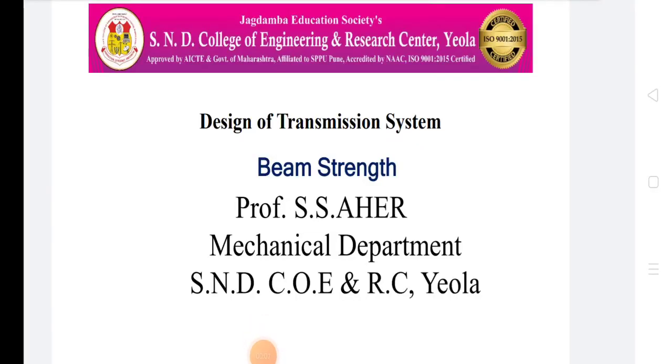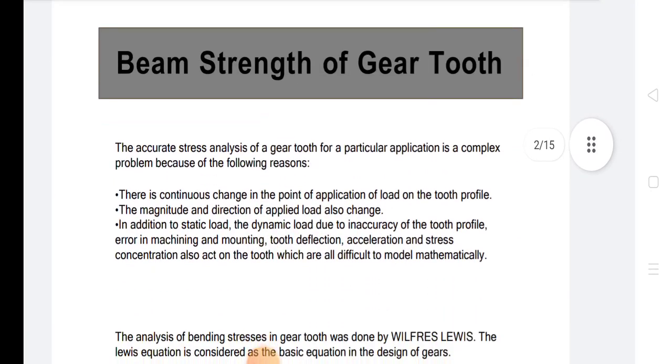Welcome to all students in the subject of Design of Transmission System. The subject is beam strength of gear tooth.